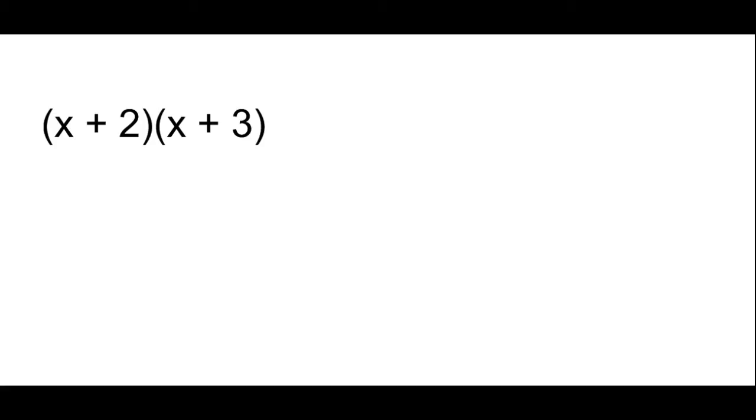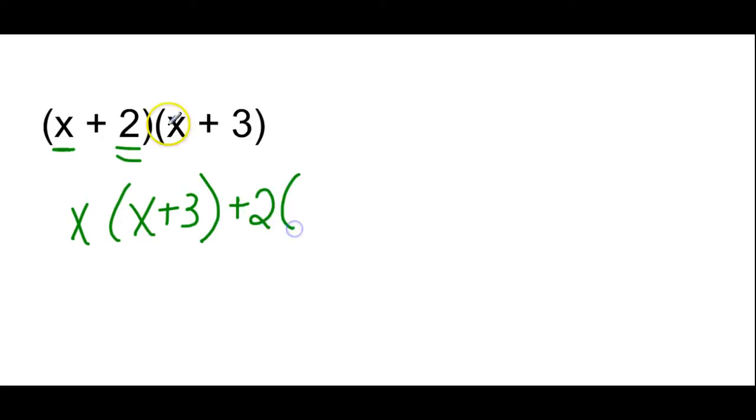All right. This is going to be a little bit different. This is a binomial times binomial. One way to look at this is to split it up. Let's take the first term here times the second polynomial. So I can rewrite this as x times x plus 3. And then I can go back and pick up the second term of the first polynomial, which is a positive 2. And it also gets multiplied times x plus 3.